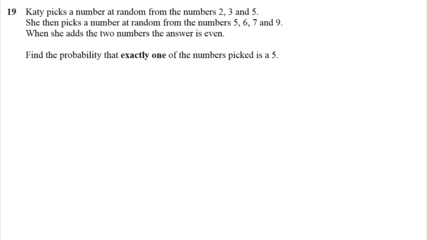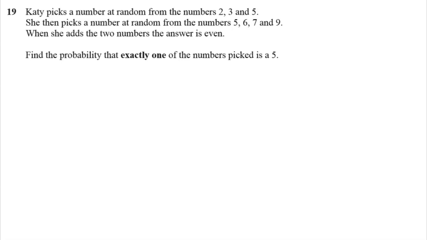Okay, question 19. Katie picks a number at random from the numbers 2, 3, 5. And then she picks a number at random from the numbers 5, 6, 7, 9. And she adds them together and the answer is even. Find the probability that exactly one of the numbers picked is a 5. Exactly one of the numbers picked is a 5.